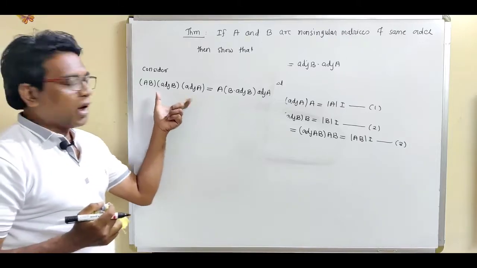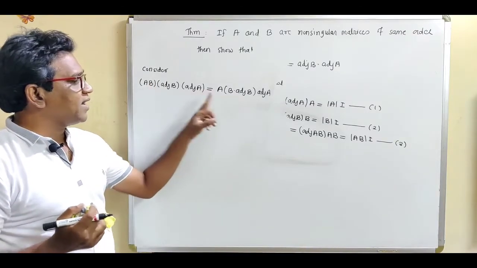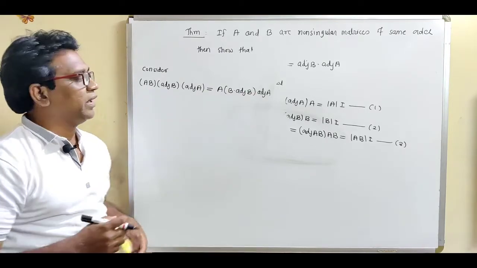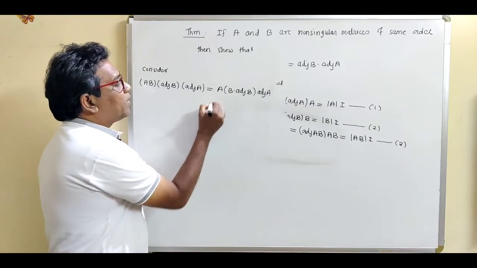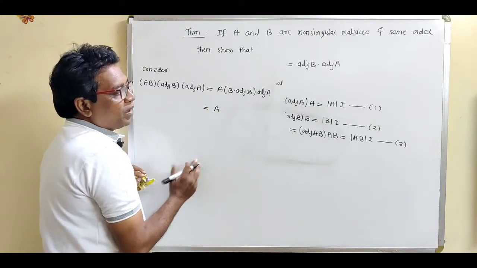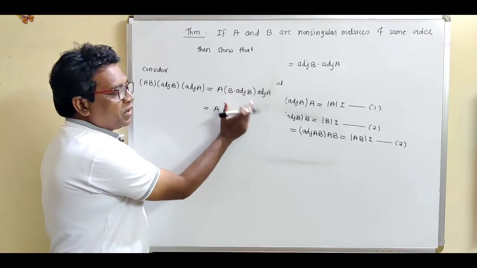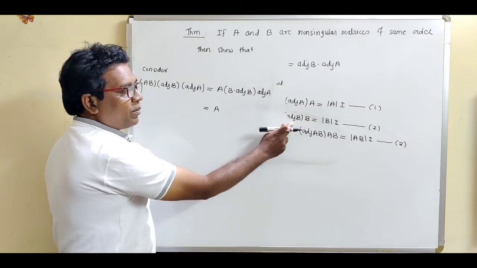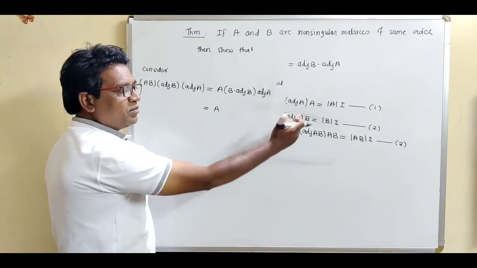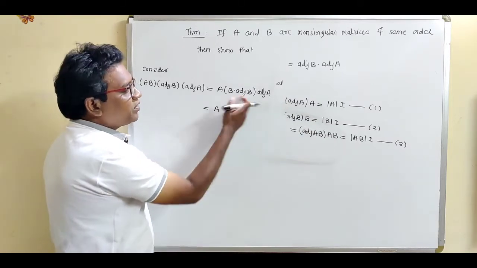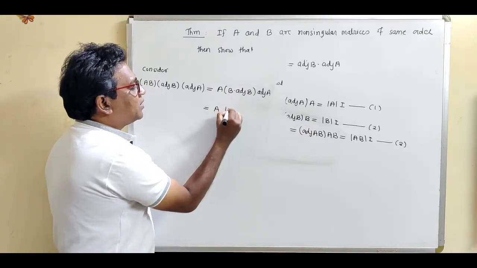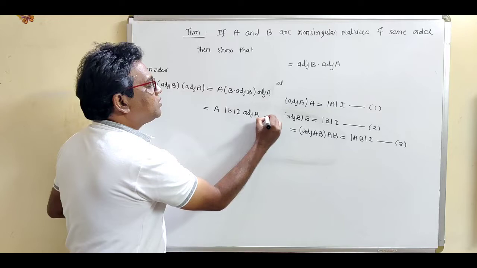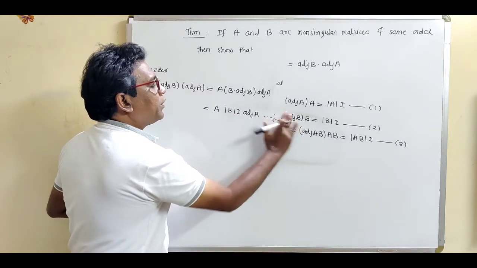Just solve this product. How to write this product? Just write down this matrix A as it is. Associate B and adjoint of B in one bracket into adjoint of A. Now put this value from equation 2. B into adjoint of B is same as adjoint of B into B, and the common value is given by determinant of B into I. So from equation 2, let us put this value. This is determinant B into I into this same term adjoint of A, and just give the reason from equation number 2.